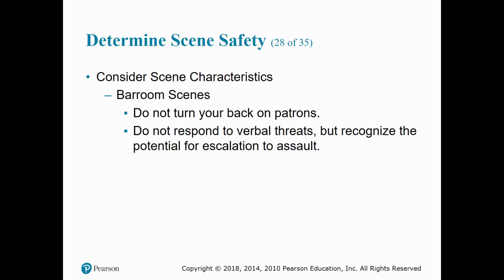Have your partner stand and survey the patrons at all times. Do not turn your back on the people in the bar. Also, do not reply to any verbal threats, but never ignore them either. It takes only an instant for verbal abuse to turn into a physical assault. If the situation becomes threatening, retreat temporarily and call for police support.